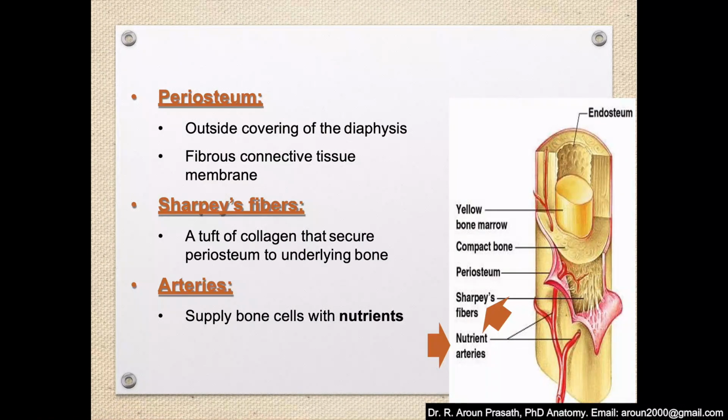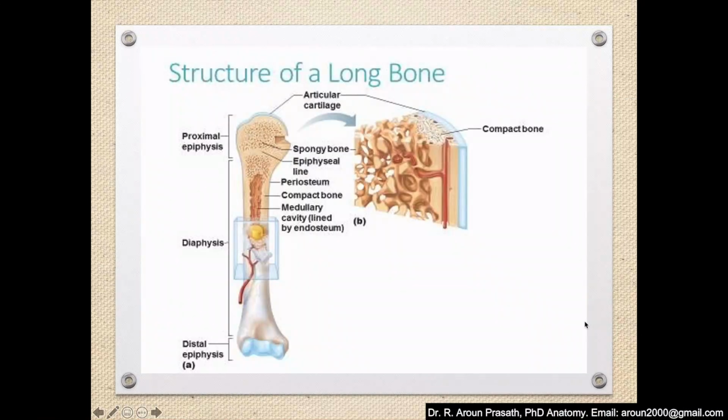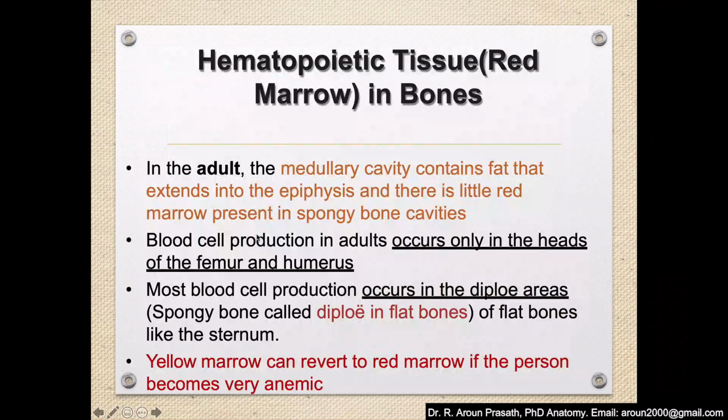Then this entry point is called the hole in the bone. We call it the nutrient foramen, through which the blood vessels enter into the bone. Then coming to the structure of the long bone, this is the epiphysis and this is the diaphysis, and there is bone marrow present in the center of the bone.